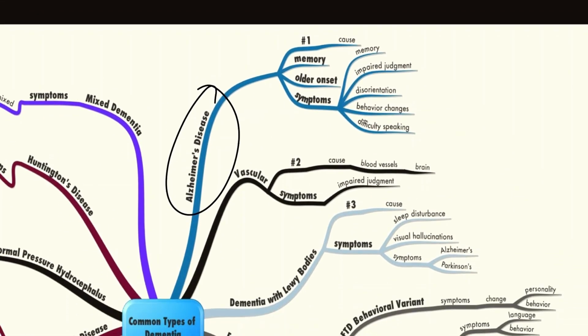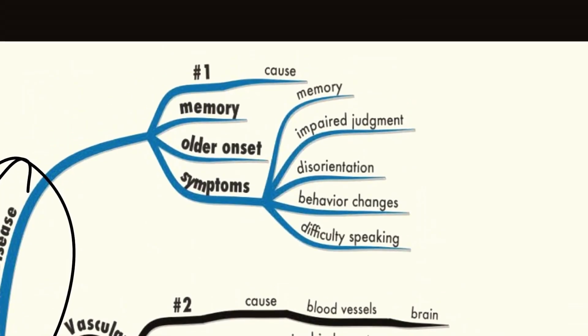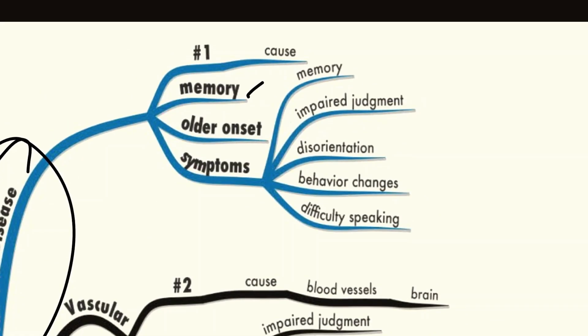So here's the one for Alzheimer's. Major symptoms, memory, adult onset, and then what are the symptoms they get? Memory issues, judgment, disorientation, behavior changes, difficulty speaking. These are the ones that you see walking down the road. They don't know where they're going. They get lost. They leave their house.